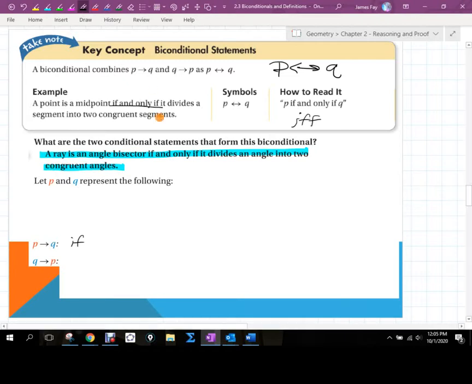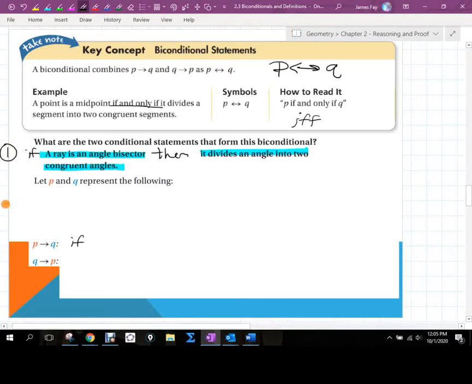Okay, so I'm just going to start with the phrase that I have. It says a ray is an angle bisector if and only if it divides an angle into two congruent angles. So really what I'm going to do is take the phrase if and only if out, and then I'm going to add the word if at the beginning, and then where I took if and only if out, I'm going to write the word then. And now I've got one of the conditionals that made that biconditional. Does that make sense? So if a ray is an angle bisector, then it divides an angle into two congruent angles. That would be one of the statements that I was looking for you to write.